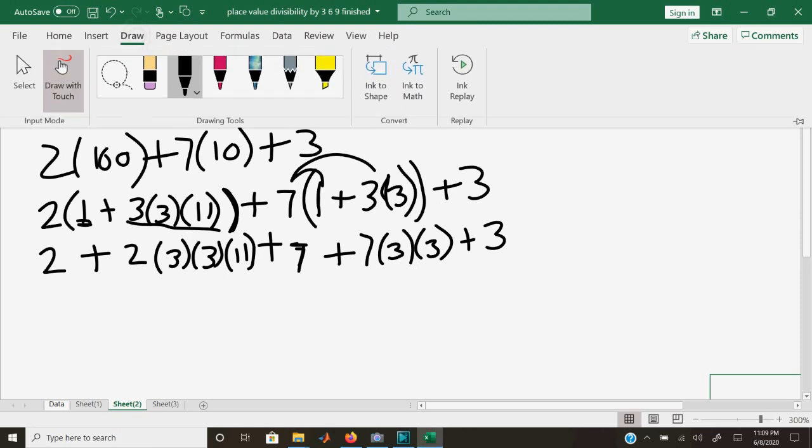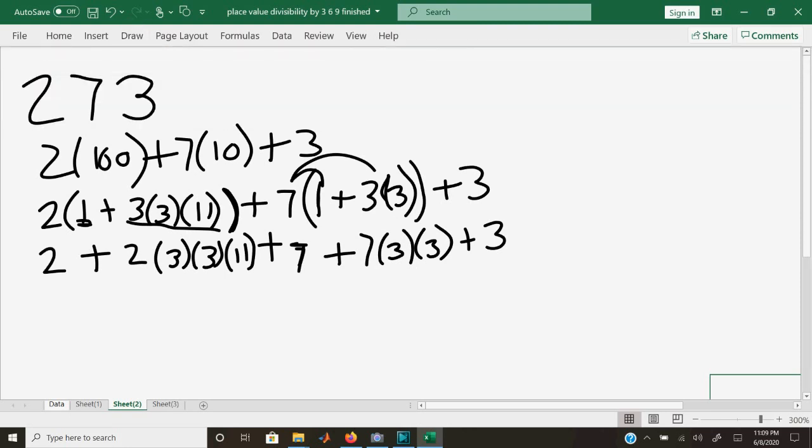And so now I'm going to regroup it so we can think about it. I'm going to take my 2 plus my 7 plus my 3, which were the original numbers. I'm going to group them first. And then I'm going to look at the other terms in terms of something times 3.